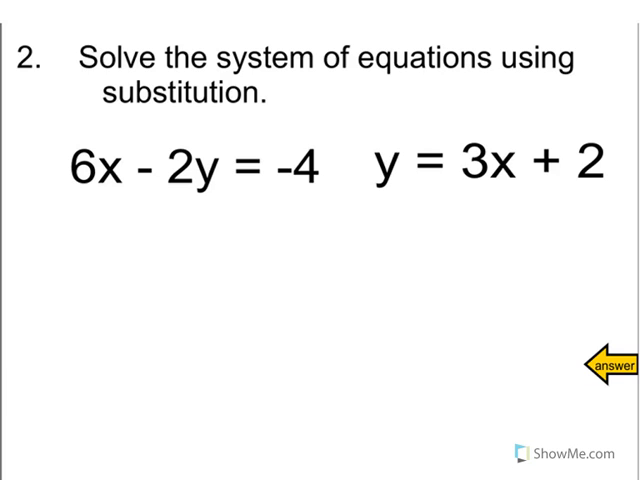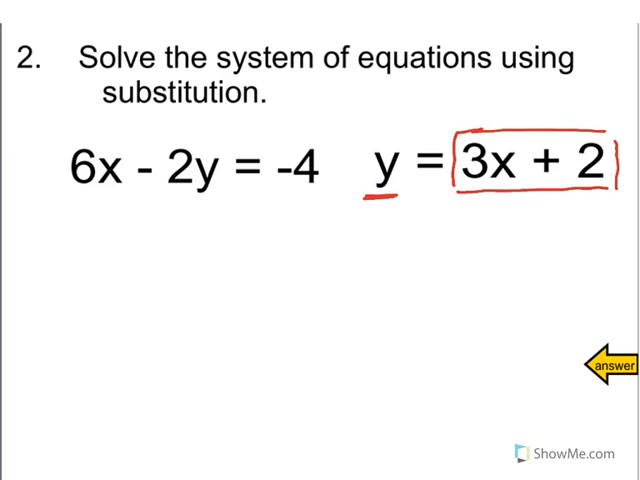Again, we have equations such as 6x minus 2y equals negative 4, and y equals 3x plus 2. Y is by itself here, so I don't have to change either of the two equations because I already have a variable by itself. What this tells me is that y is equal to 3x plus 2. And so in the first equation, I can substitute in 3x plus 2 for y.